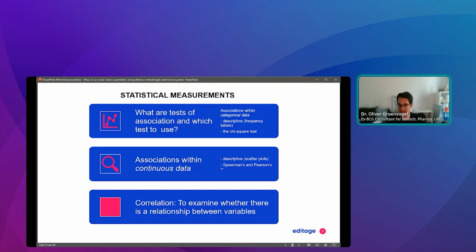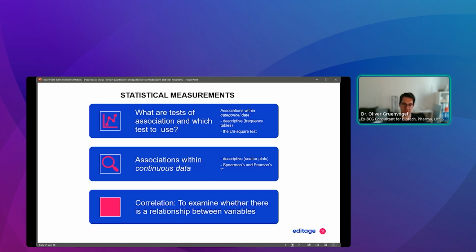Statistics for some has become something of a bad word. It's hard, it's math, it's unnecessary, but it's really the key driver of the reliability, of the validity, and the strength of a certain piece of research. Key questions are always what kind of tests to use and which kind of test would be applied.